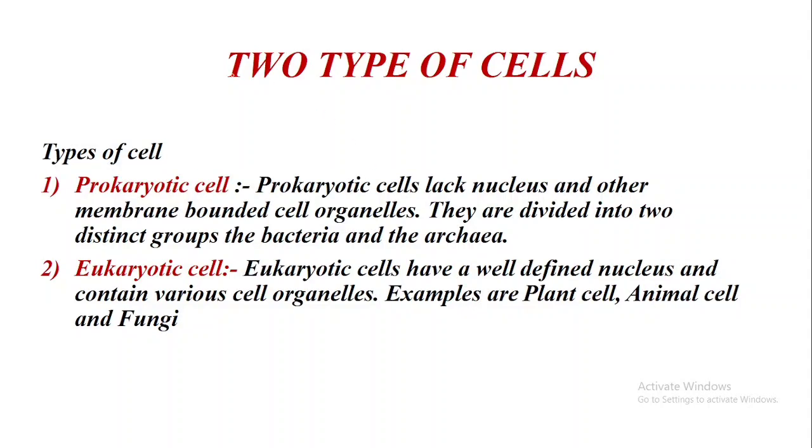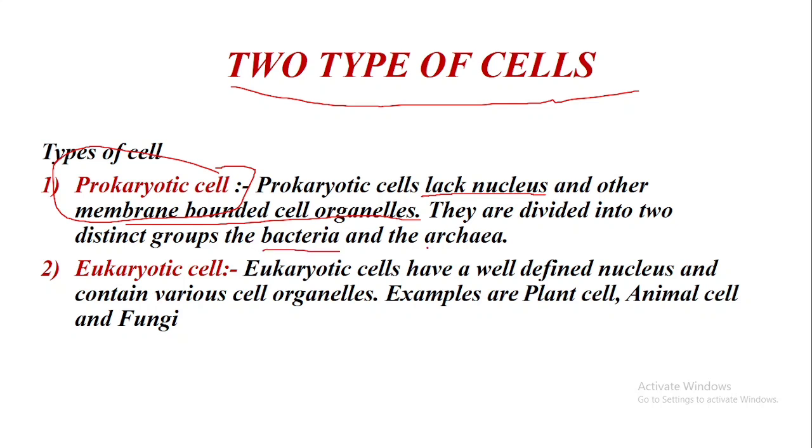Hello everyone, today we'll study two types of cells. The first one is prokaryotic cell. Prokaryotic cells are simple, small, primitive kind of cells, and the main characteristic of these cells is that they lack a nucleus and other membrane bounded organelles. They are divided into two different groups, bacteria and archaebacteria.